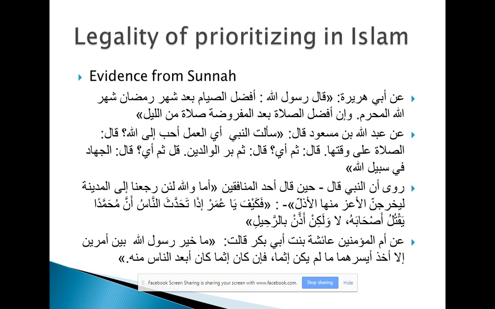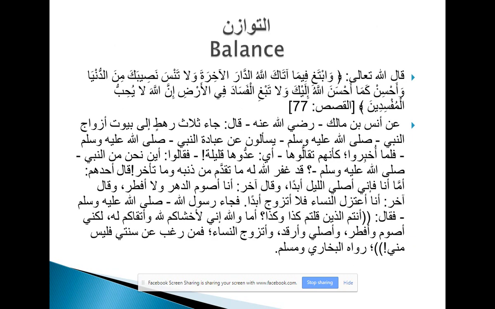All right. Now, when we talk about prioritization, it's about balance. It's about getting the level of balance. Because remember, Allah subhanahu wa ta'ala mentions, وَابْتَغِ فِيمَا آتَاكَ اللَّهُ الدَّارَ الْآخِرَةَ وَلَا تَنْسَ نَصِيبَكَ مِنَ الدُّنْيَا. In other words, make your priority doing what Allah subhanahu wa ta'ala ordered you to do for the akhirah, but don't forget your share in this dunya.